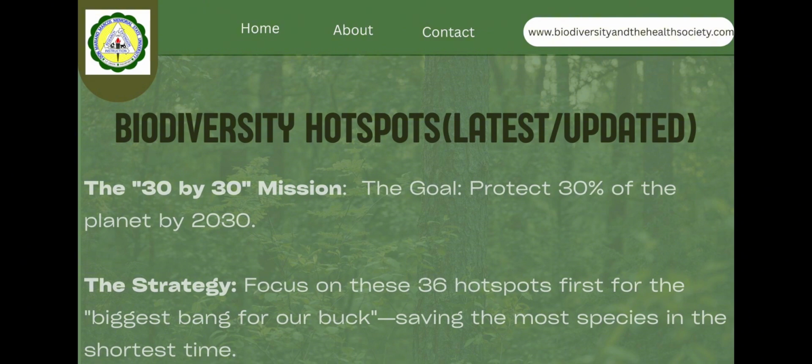Right now, scientists are using AI and satellite tracking to discover what they call micro hotspots. Tiny hidden forests, patches we didn't even know were biodiversity treasure chests.